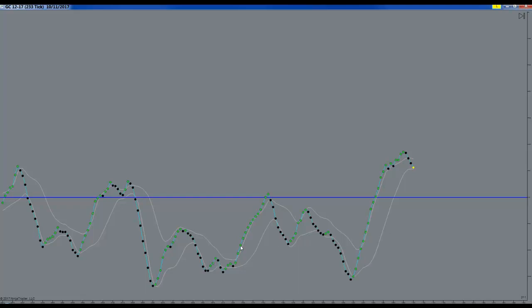Right here, if you see, the BBs are very tight to the rail. Okay, very tight to the rail. This is a very powerful picture in that direction. It's not until we see the separation that we see signs of weakness and a reversal.